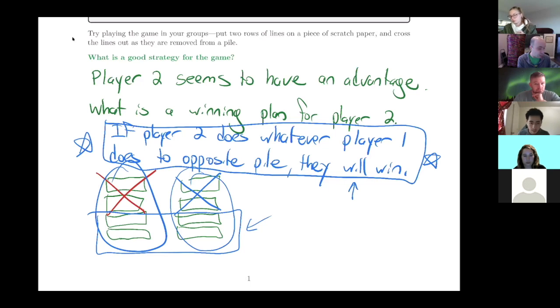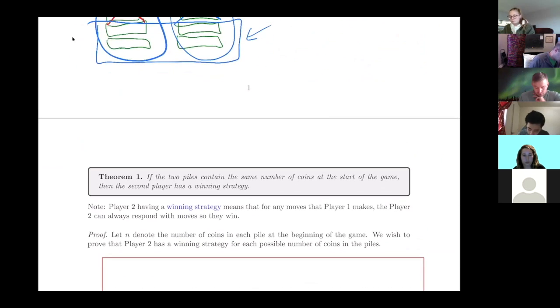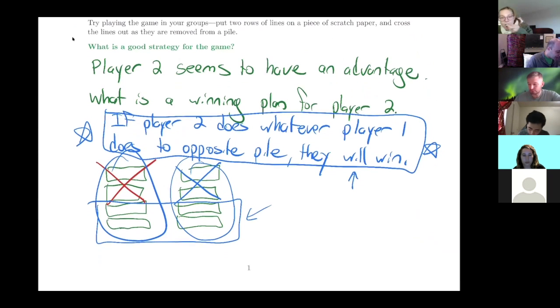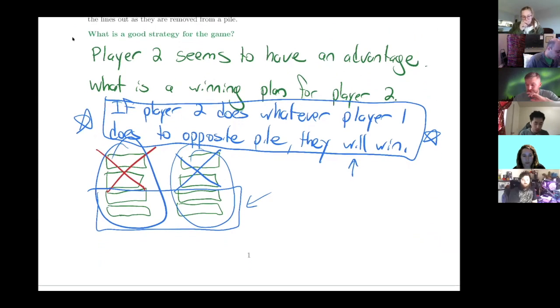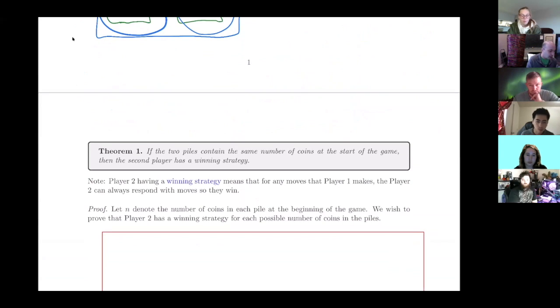So certainly player 1 can win if player 2 plays another strategy, but if player 2 is strategic, then they'll be guaranteed to win. So let's see how we can prove this statement in blue, right? That first of all, player 2 has a winning strategy, and secondly, what that winning strategy might be. So here's our theorem that we're going to try and prove. And this would be hard to prove with direct proof or some other proof technique that we've talked about so far. So here we've got 2 piles, same number of coins. Second player has a winning strategy.